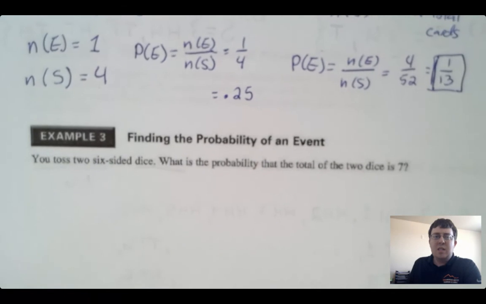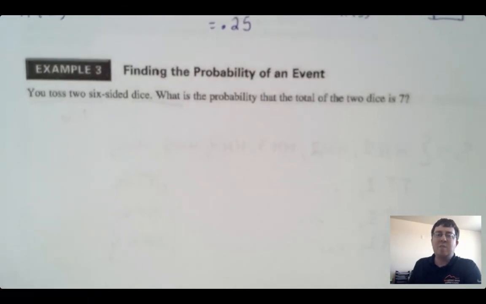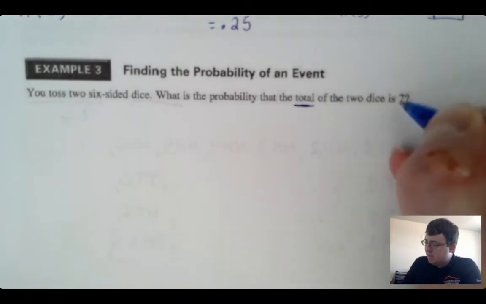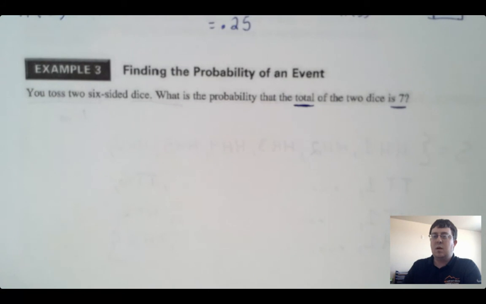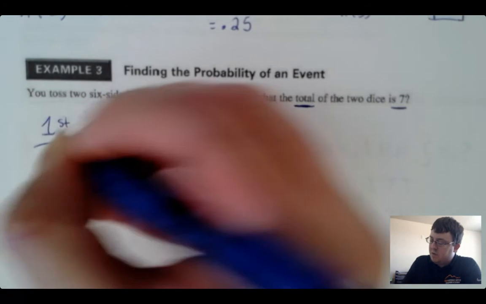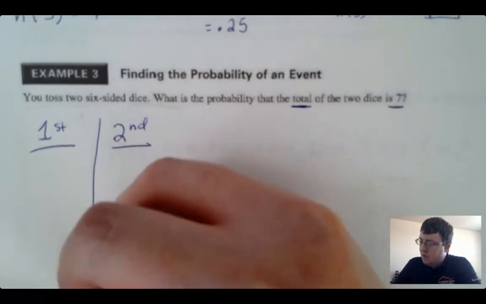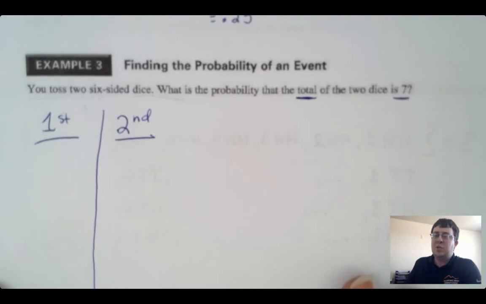Okay, example 3. I'm tossing 2 six-sided dice, and I want to find the probability that the total of the 2 dice is 7. So to figure out how many different ways there are for me to get a total of 7 when I'm rolling 2 dice, I like to put here's my first die, here's my second die. Let's write out the options. There's only 2 dice we're working with. We can probably write down all the options.